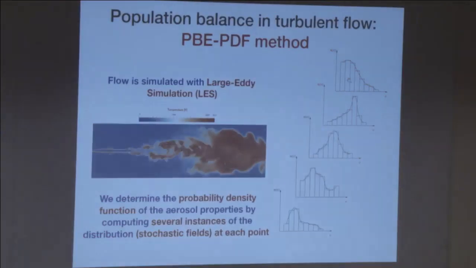The way that we do this is with the so-called population balance probability density function method. And what we do here is we simulate our turbulent flow with RANS or even large eddy simulation. This is a large eddy simulation here. And we're actually having an ensemble of distributions at every point, which is what would happen in a real situation. If you actually sample the distribution in a turbulent flow, you would find a different distribution in every experiment because of the effect of turbulent fluctuations. So what you're going to have is effectively a distribution of distributions. So our method simulates the effect of turbulence on the population balance by having an ensemble of these distributions.